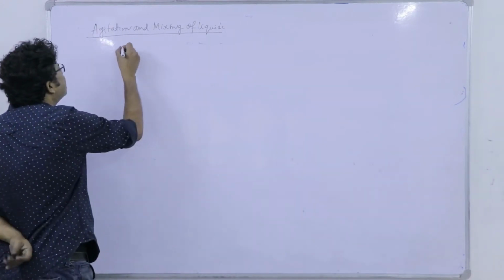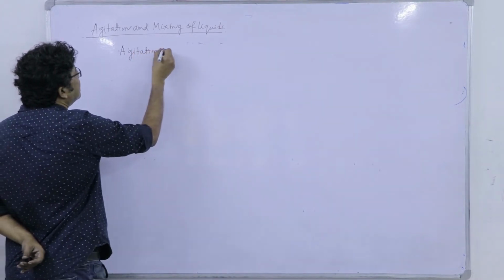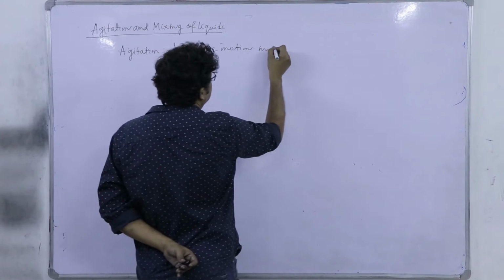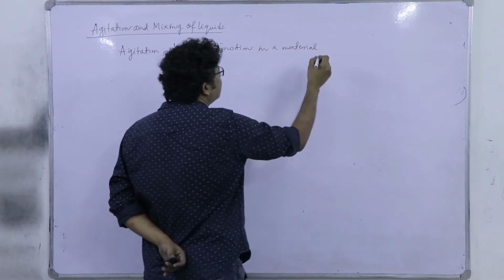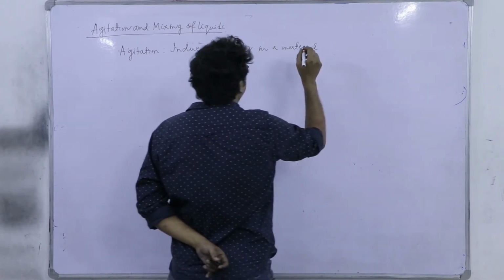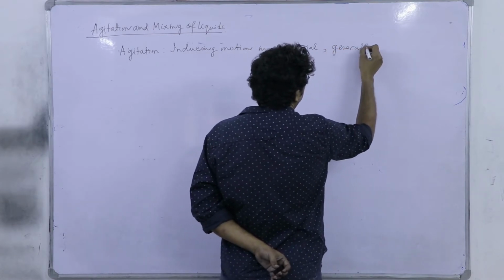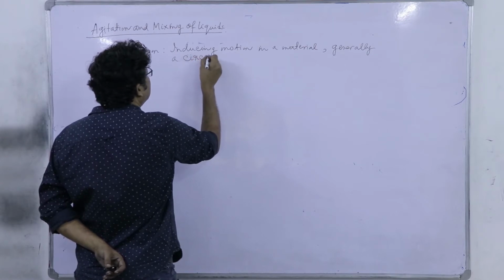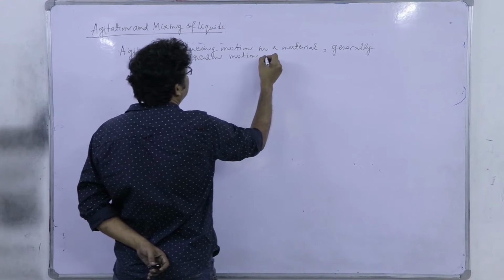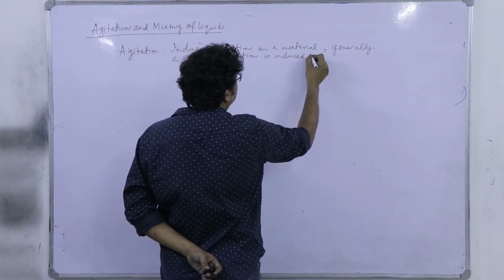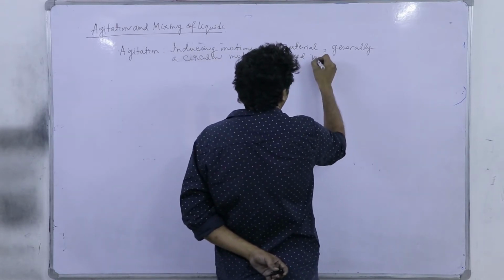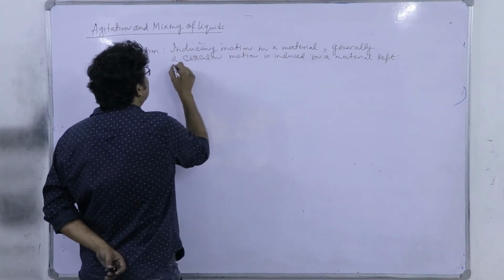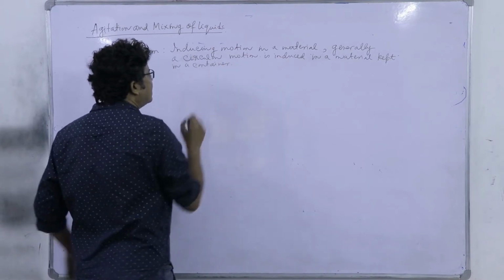So, in a sense, agitation is inducing motion in a material, generally a circular motion is induced in a material kept in a container. That is basically agitation.